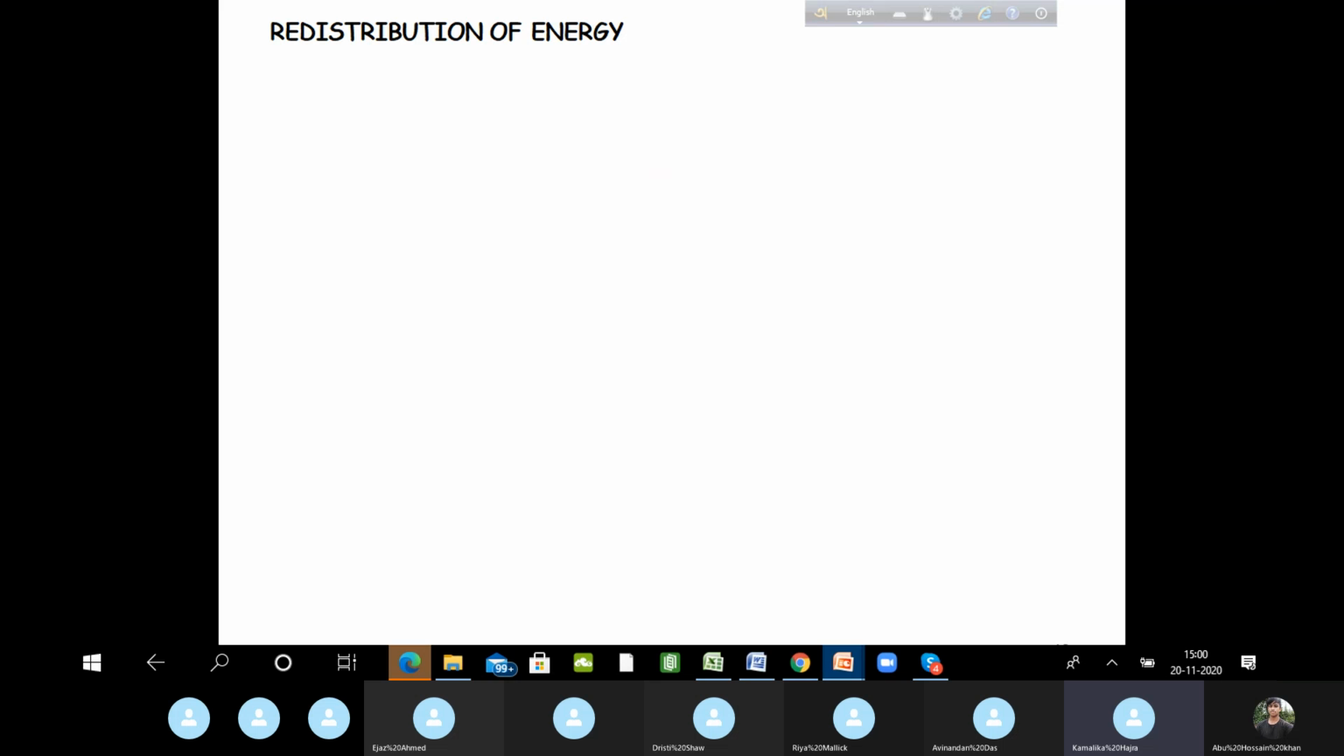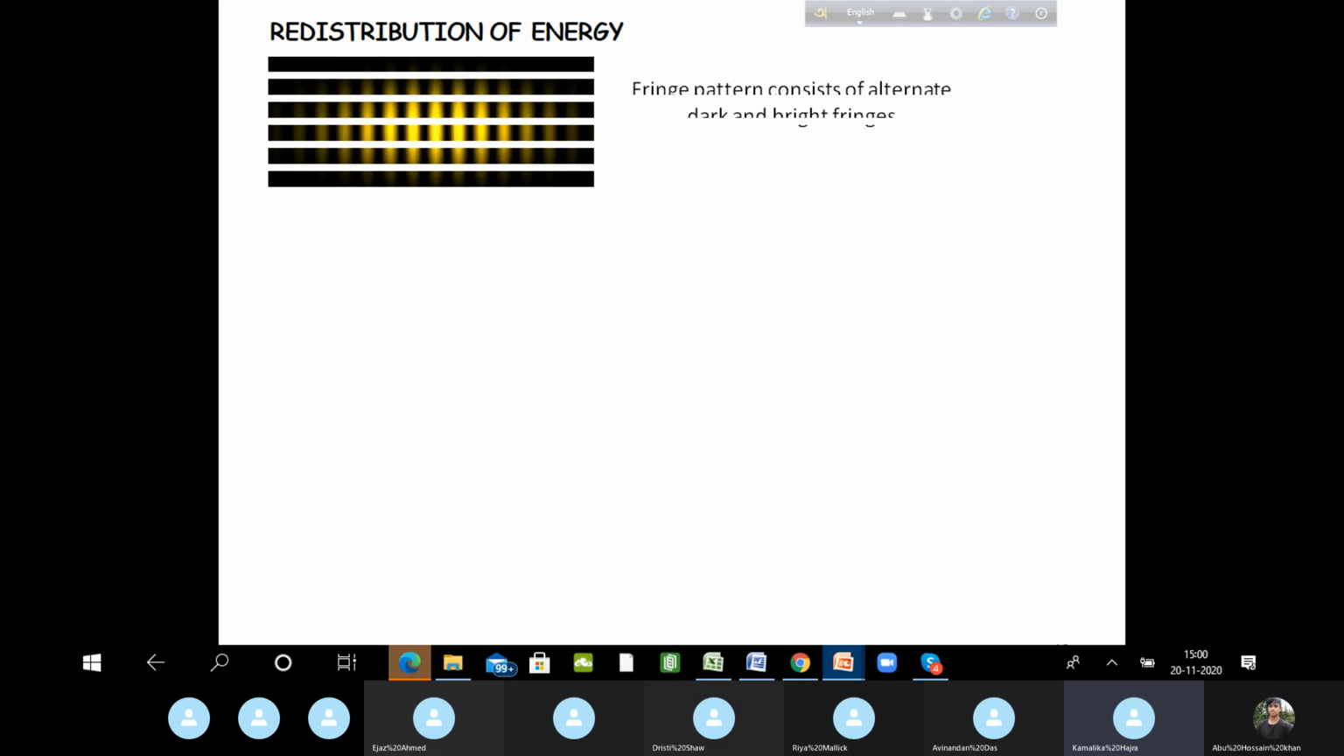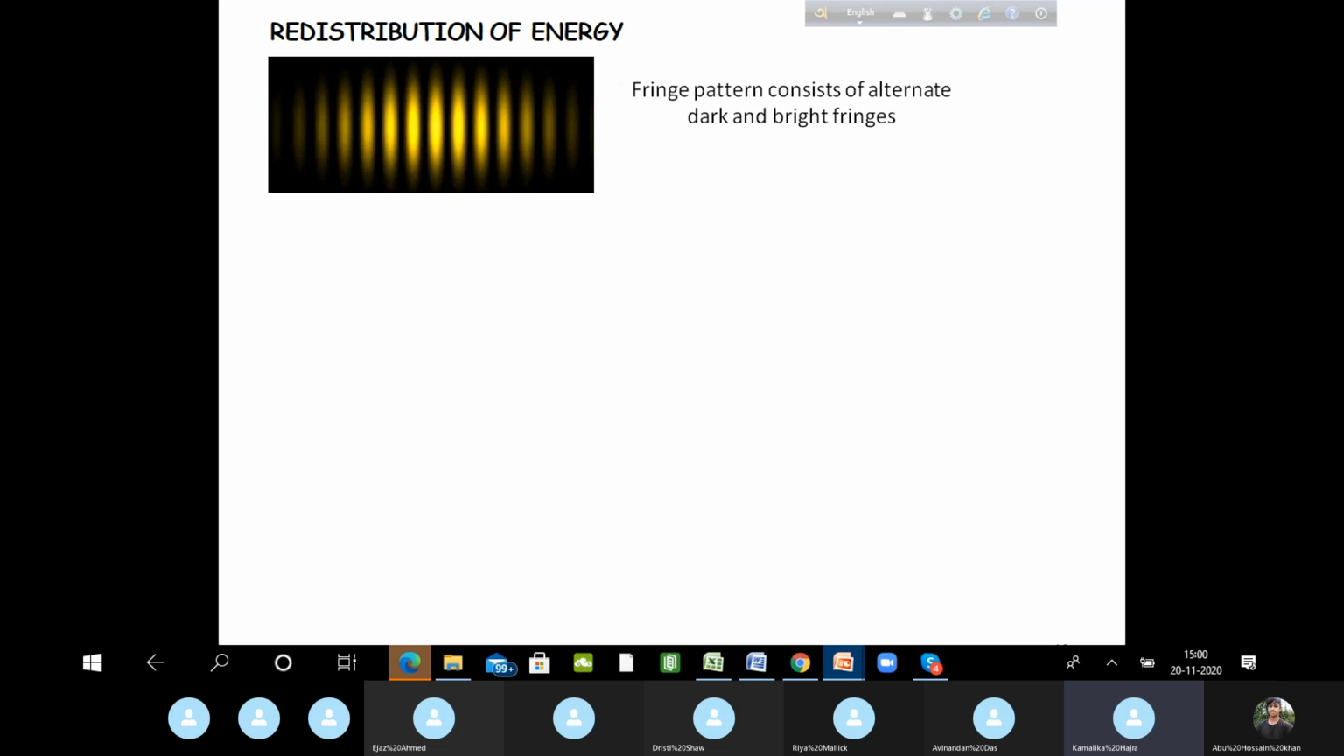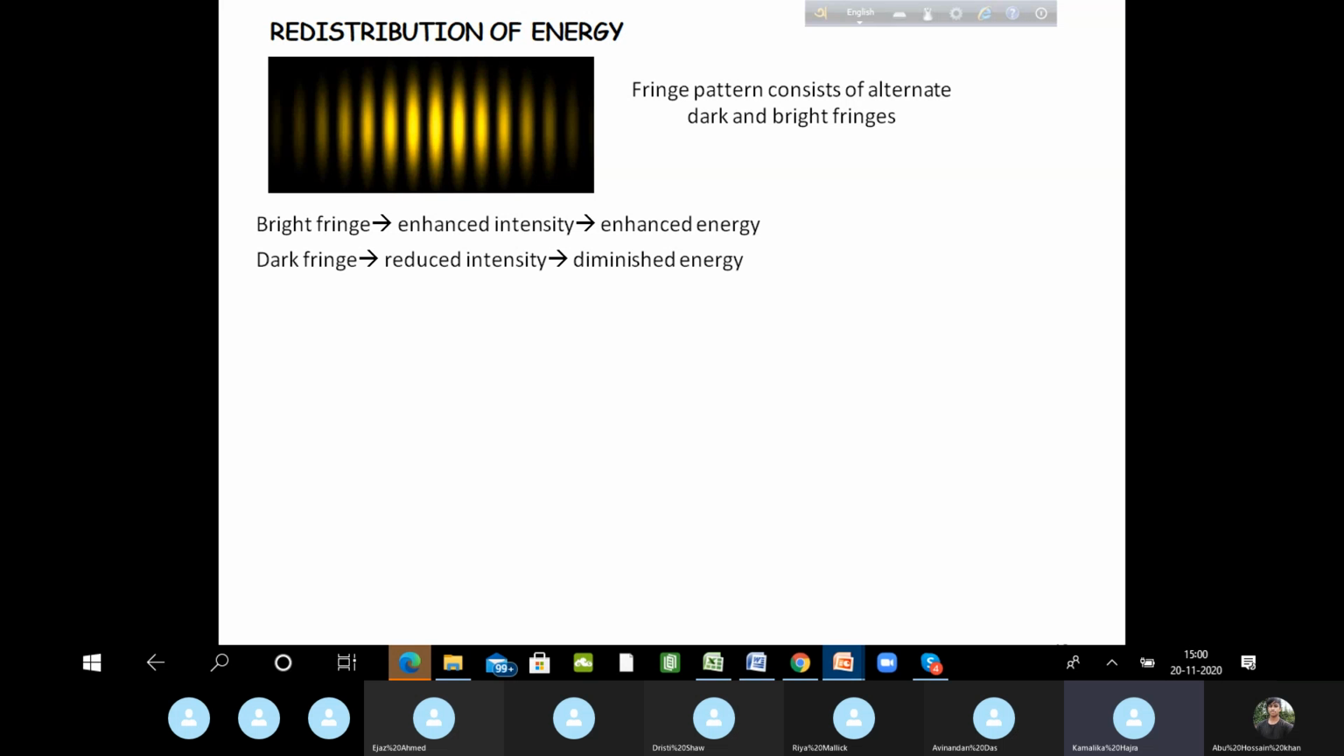Another very important concept, and again a very important question, is redistribution of energy. This is the fringe pattern in YDSE, alternate dark and bright fringes. Bright fringe means enhanced intensity, which in turn means enhanced energy. Dark fringe means reduced intensity, which means reduced energy. So if energy is reduced, where does the energy go? If energy is increased, from where does the energy come? This is a very, very important question.